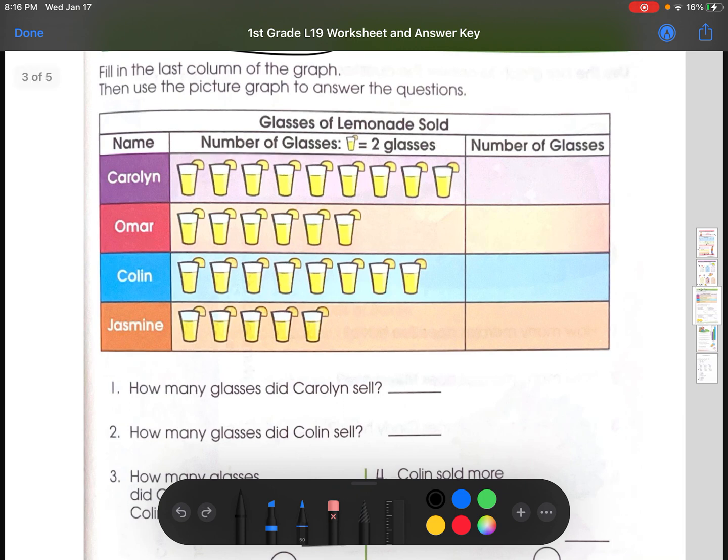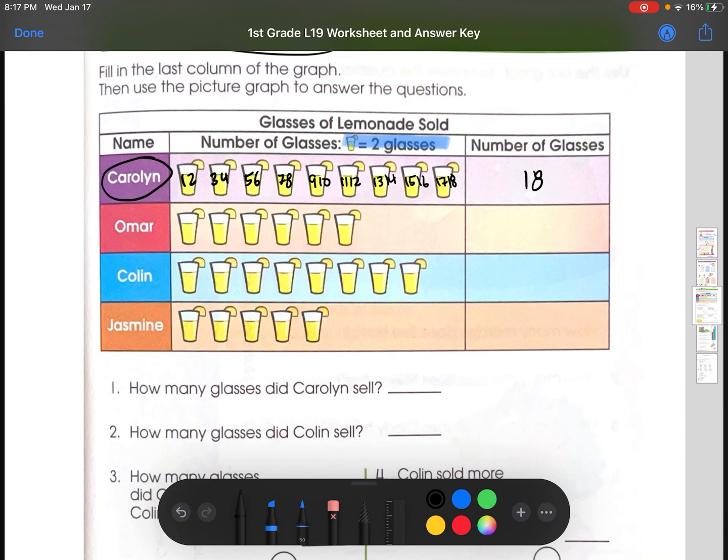So one drawing, here I'll highlight it right here, one drawing is equal to 2 glasses. So you just have to count in twos. For Caroline, it would be 1, 2, 3, 4, 5, 6, 7, 8, 9, 10, 11, 12, 13, 14, 15, 16, 17, 18. So the total number of glasses she has is 18 glasses.